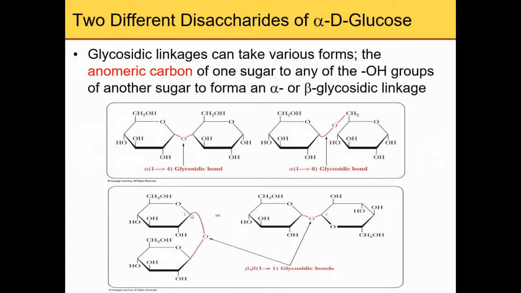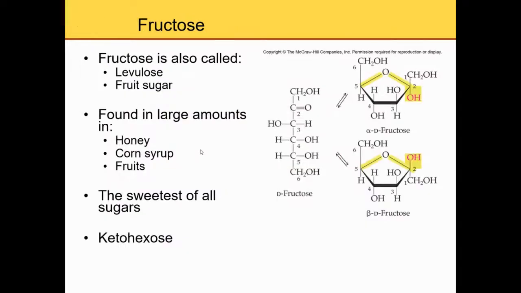And this is the beta 1,1 glycosidic bond, all right? So this is 1,1, and this is 1,6, alpha 1,6 glycosidic bond. So these are three commonly seen glycosidic bonds.